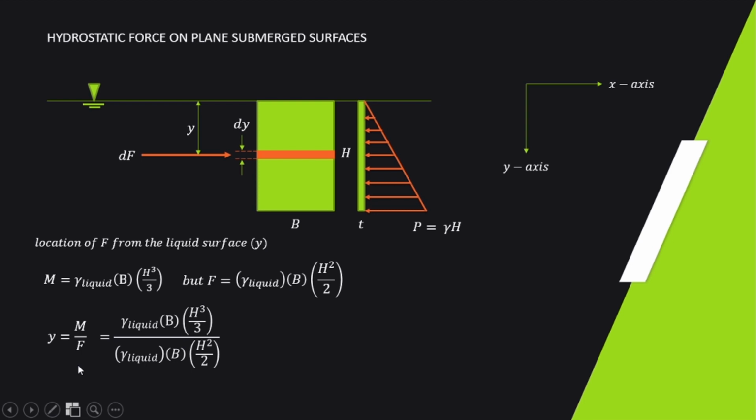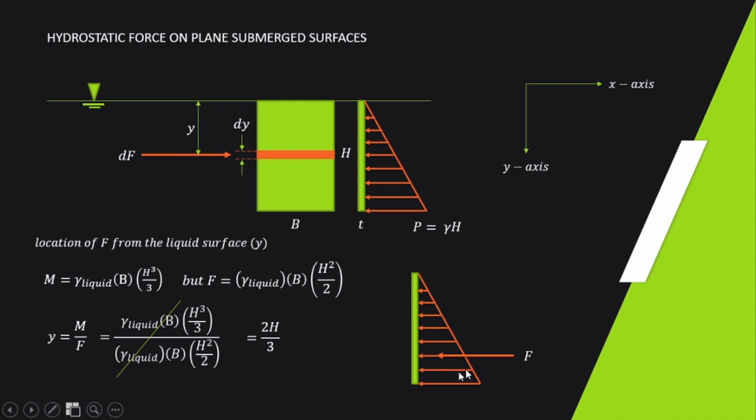Na-derive natin na ang moment natin ay unit weight of the liquid times B times H cubed over 3, all over unit weight of the liquid times B times H squared over 2. So, cancel ang unit weight of the liquid times B. So, that is equal to 2H over 3. Or pwede din natin tingnan ang pressure diagram natin kasi ang hydrostatic force, nakalocate yan sa centroid of our diagram.